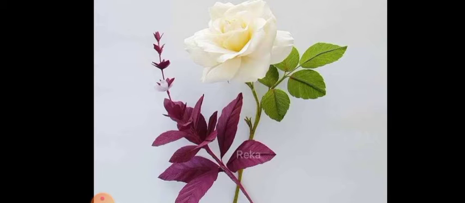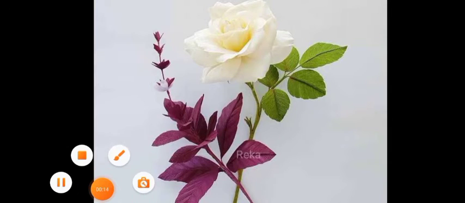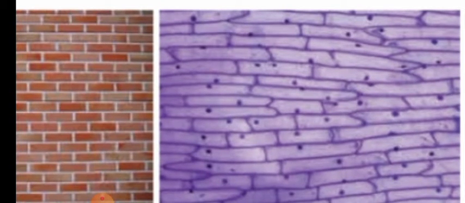Today we are going to start the new unit in biology, unit 2, the cell. So, what is a cell? Cell is a basic structural and functional unit of a living organism.